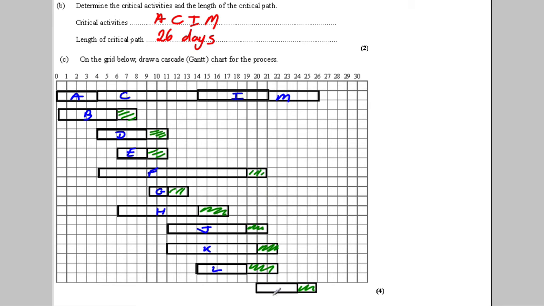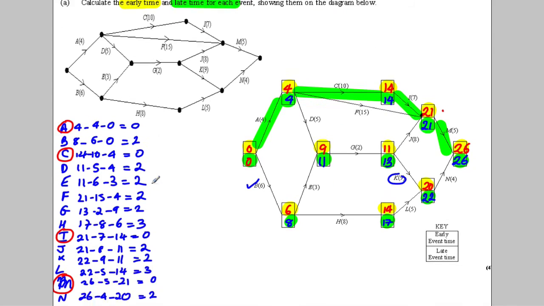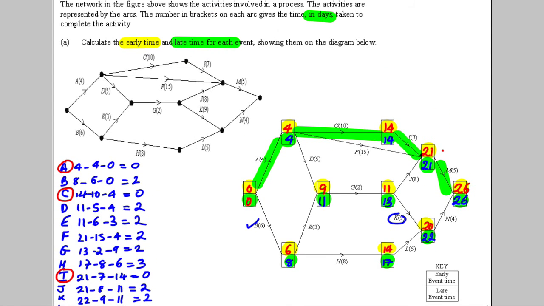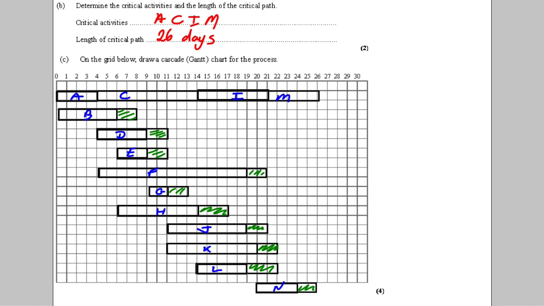That's N. So there's my Gantt chart. I've got A, B, C, D, E, F, G, H, I, J, K, L, M, and N, all the way up to N, like I had done previously. So there you go. There's my Gantt chart for that. I've got those 2 and those 4 marks.